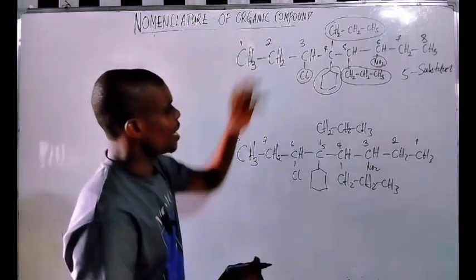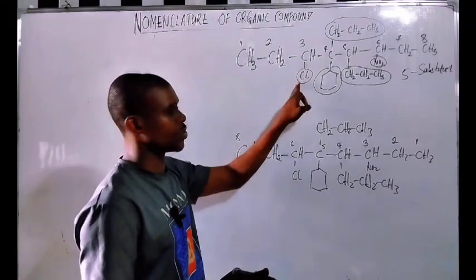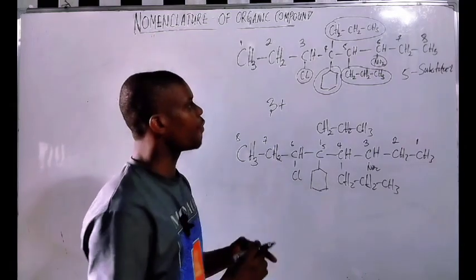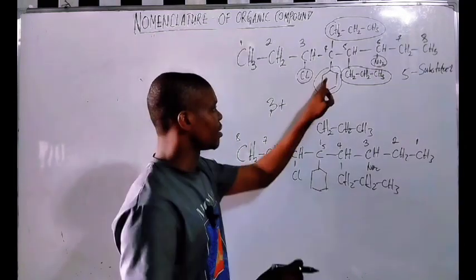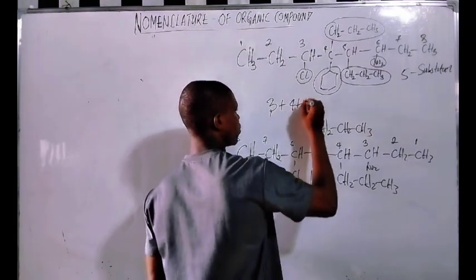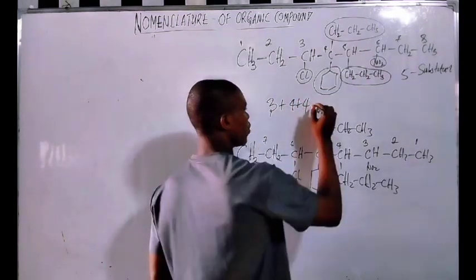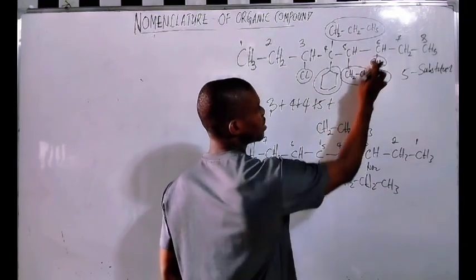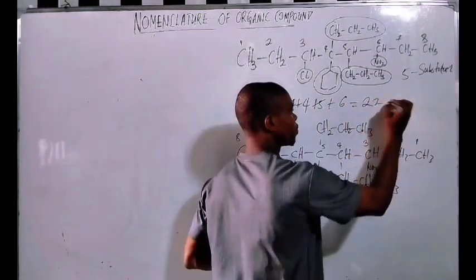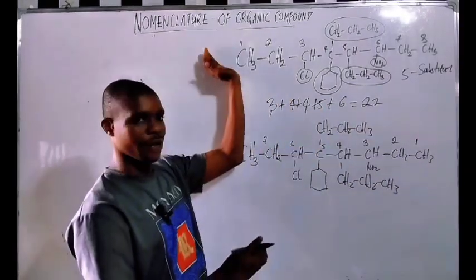So now let's sum the positions. If you sum the positions here, we have 3. Carbon number 3 has a substituent, right? So it will be 3 plus. Carbon number 4 has 2 substituents, this and this. So it will be 4 plus 4, right? Carbon number 5 has a substituent, plus 5, plus 6. Can you see that? Here we have 22. So when you sum the positions, it's going to be 22. Then we start our numbering from here, right?